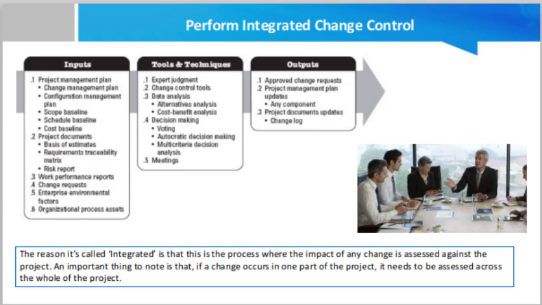Then decision making. Decision-making techniques that can be used for the process include voting, autocratic decision making, and multi-criteria decision analysis. Then data analysis. Data analysis techniques that can be used for the process include alternatives analysis and cost-benefit analysis as well. The outputs of this process are approved change requests, change log, project management plan updates, and project document updates. So these are the outputs of this process.